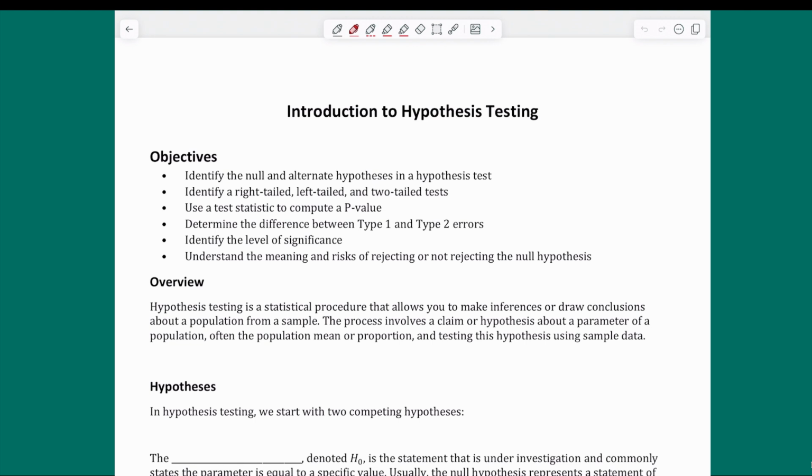Okay, so let's go ahead and give an overview here. So hypothesis testing is a statistical procedure that allows you to make inferences or draw conclusions about a population from a sample. The process involves a claim or hypothesis about a parameter of a population, often the population mean or proportion, and testing this hypothesis using sample data.